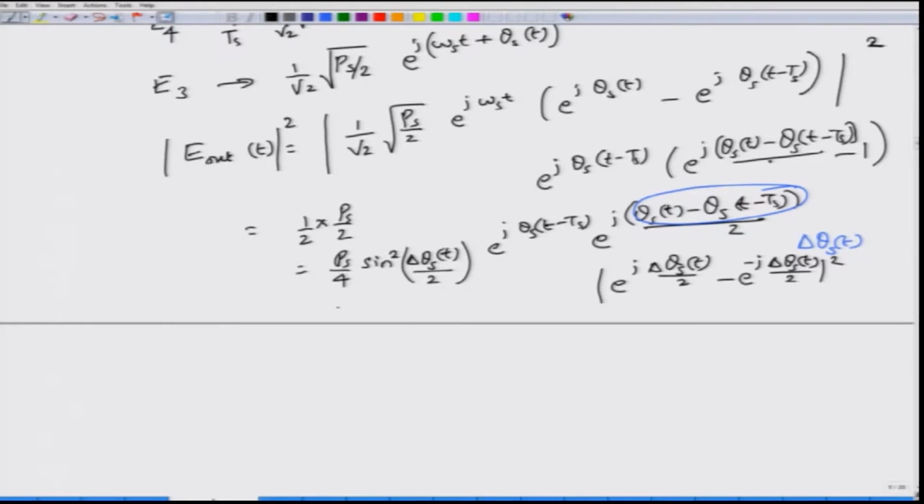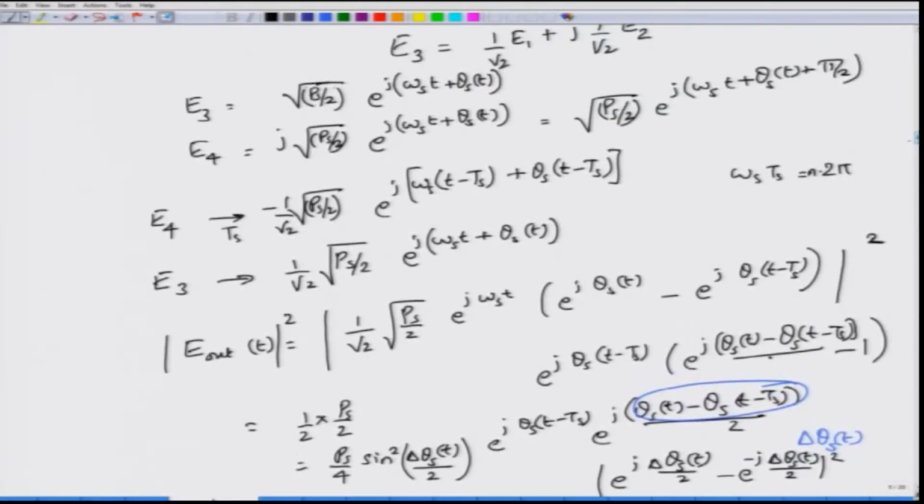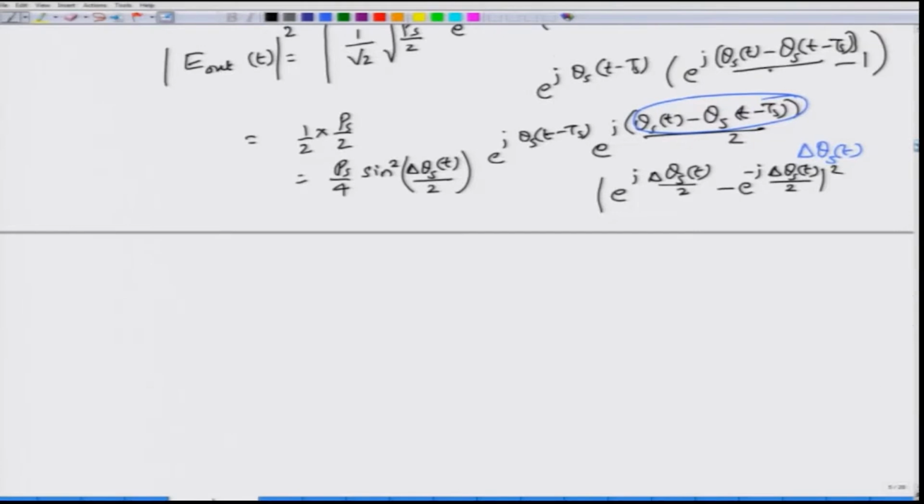If you are not happy with sin square, do not worry. Instead of taking this omega s into Ts as n into 2 pi, you can simply take this as some 2n plus 1 into pi by 2. So that will convert the sin into cos.